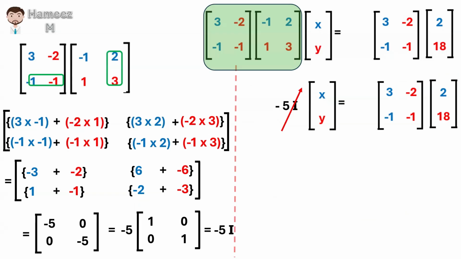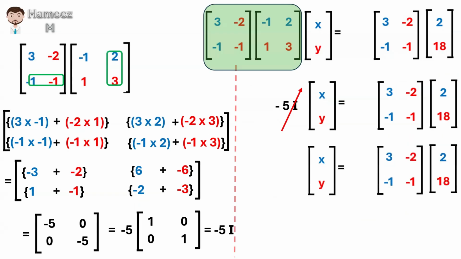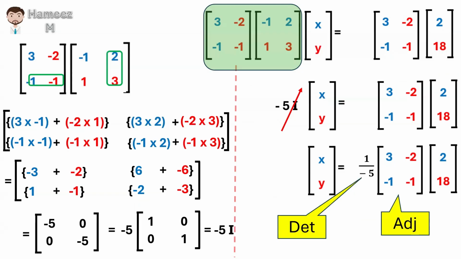Sometimes teachers will do this and carry the minus 5 across as multiplying. So when we divide, it'll be minus 1/5. And why? Because this is the adjacent or adjoint of the matrix, and the minus 5 that we got there is called the determinant of the matrix. So if we put them together, this gives us the inverse of the matrix we started with.